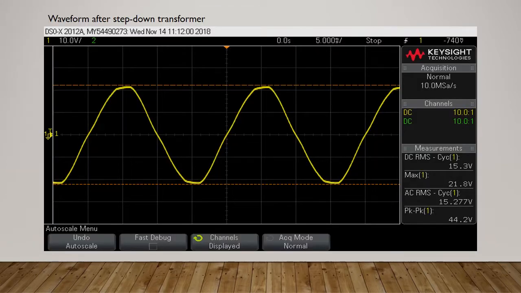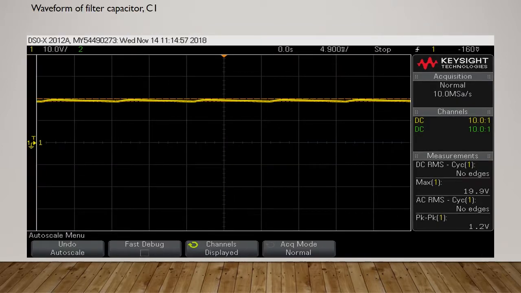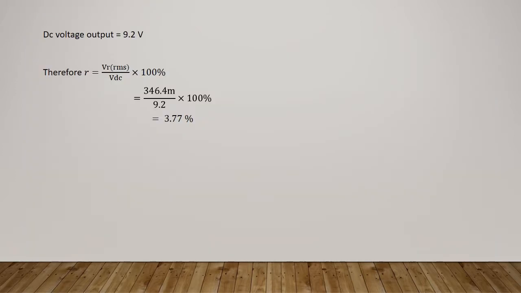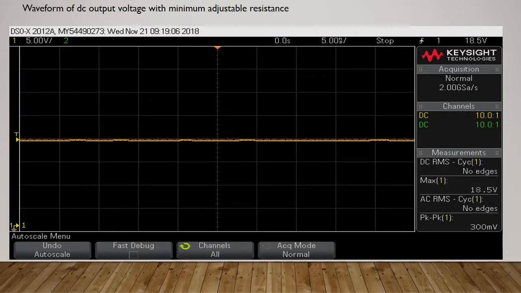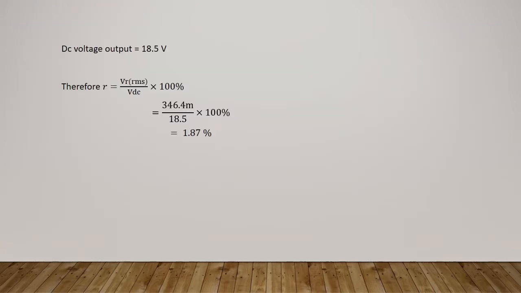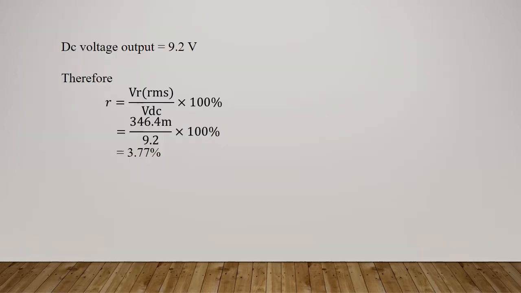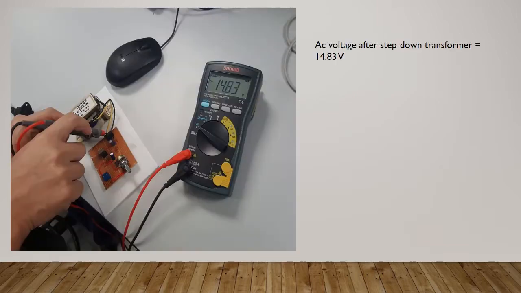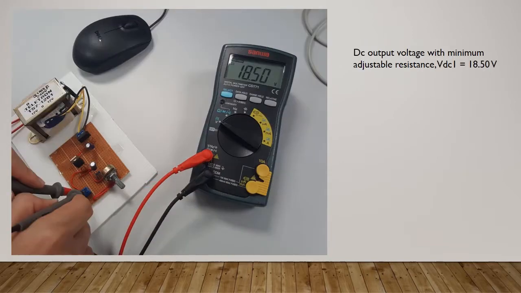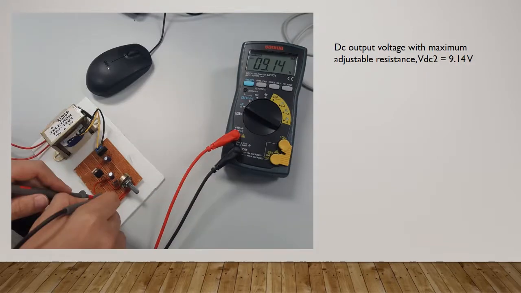So these are the results of our hardware using an oscilloscope. We also verify our results by using a multimeter to compare with the results we got from the oscilloscope.